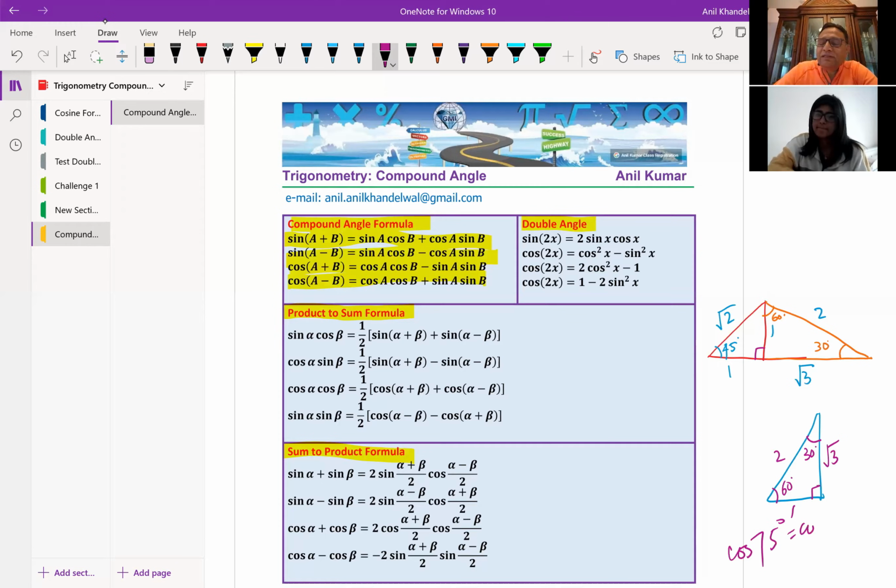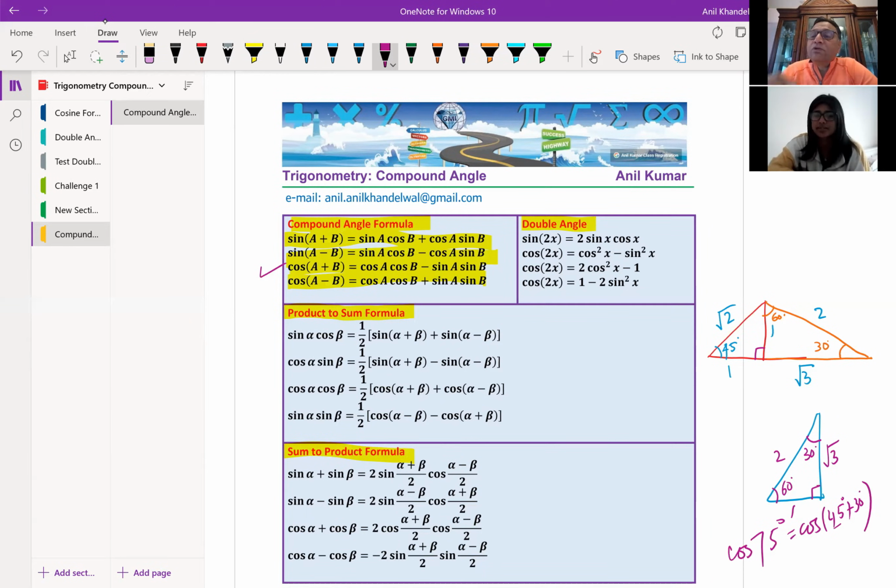You could always write this as cos of 30 degrees plus 45 degrees. I wrote 45 first anyway. Now, we know what is cos of 45, what is sine of 45. We also know what is cos and sine of 30 degrees. We could use one of these formulae, cos of A plus B, and then find the exact value for cos of 75 degrees. You get the idea.